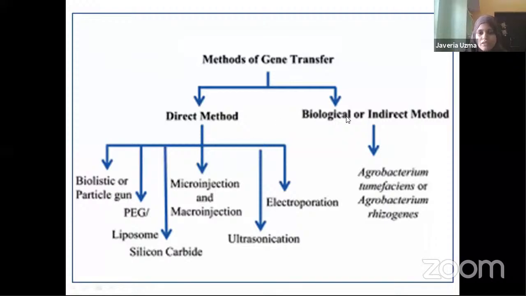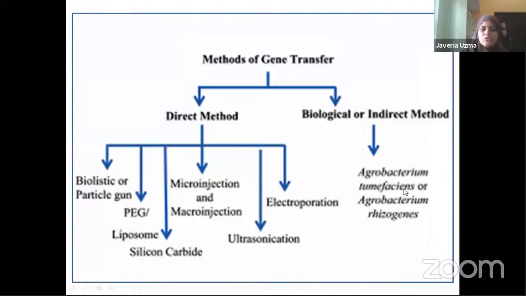These are all different direct methods. The most often used method is the biolistic or particle gun method. Then we have the polyethylene glycol method, then the silicon carbide method, micro injection, macro injection, ultrasonication, and electroporation. Today in our class we will focus on the indirect method known as the Agrobacterium tumefaciens or Agrobacterium rhizogenes method.